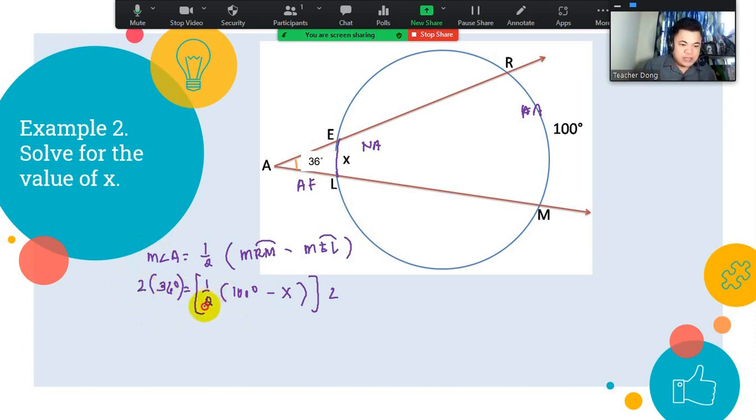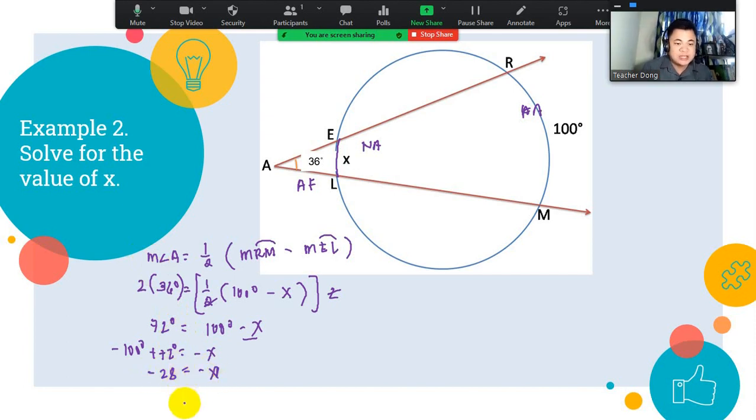So we will cancel 2 here, and then 2 times 36 is 72 degrees, equals 100 degrees minus x. Then we need to isolate negative x by removing 100 degrees here using the addition property of equality. Opposite of 100 is negative 100 degrees, plus positive 72 degrees equals negative x. Okay, and then we will perform the addition. Negative 100 plus 72 is negative 28. So negative 28 is equal to negative x.